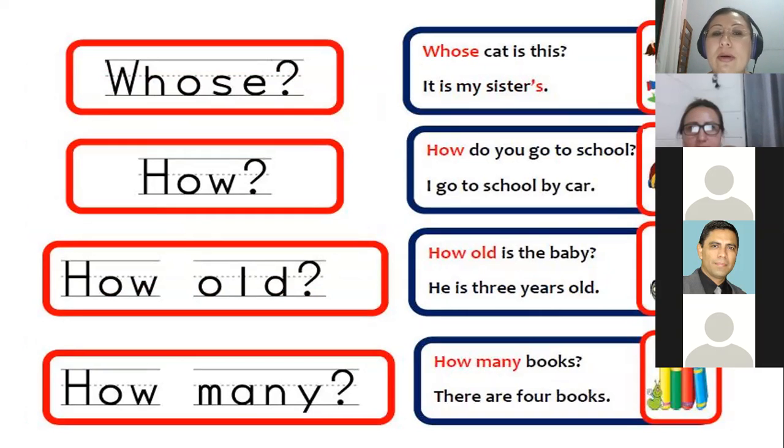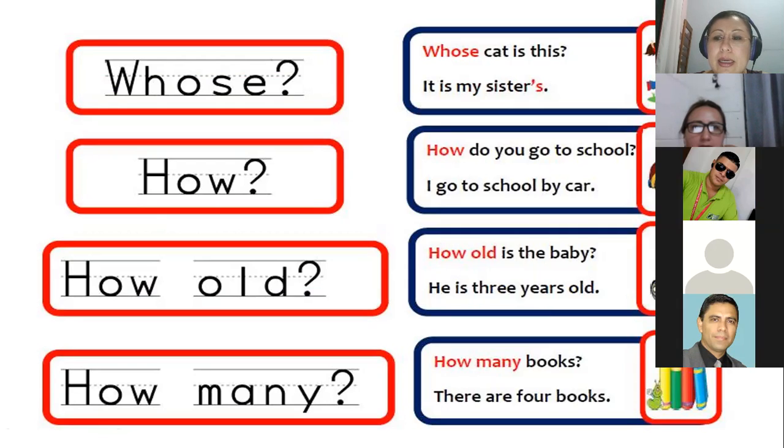It's also how. How do you go to school? How is basically to ask cómo, ¿verdad? ¿Cómo? How? How old? How old is the baby? ¿Qué edad tiene el bebé? Ese how old no lo traducimos literal, qué tan viejo, sino que se dice cuántos años o qué edad tiene el bebé. He is 3 years old. Tiene 3 años.